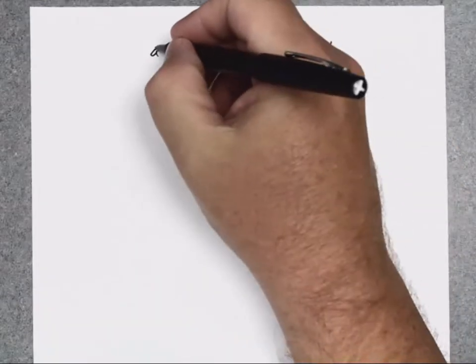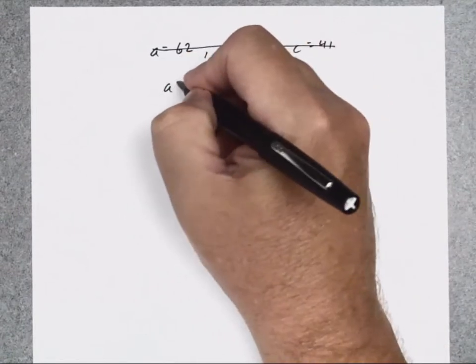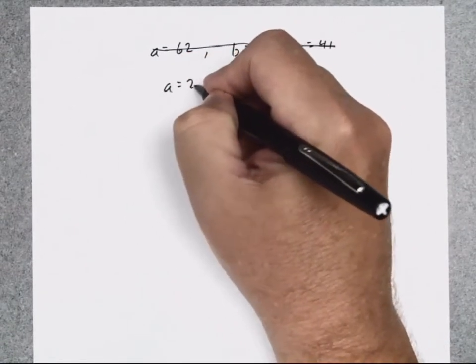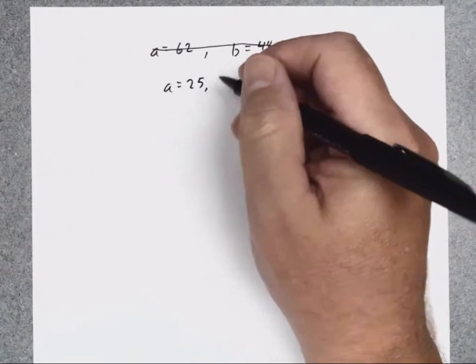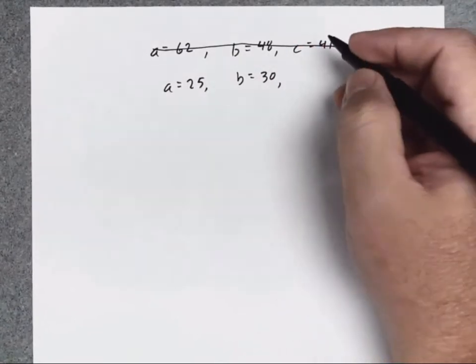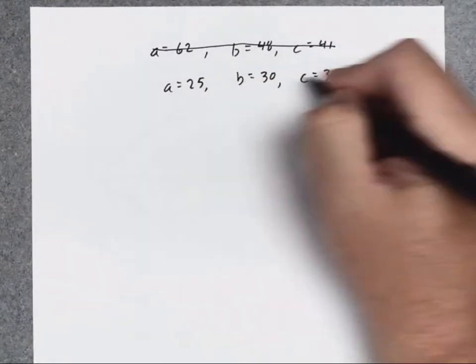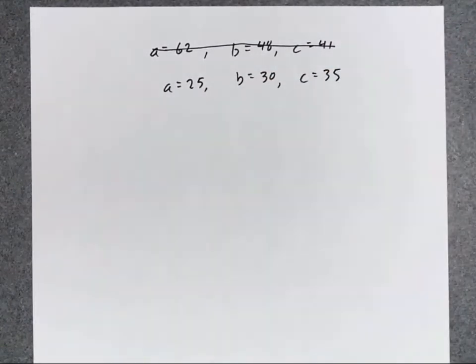Actually, let me do a separate problem. I'm sorry. Let's say A is 25, B is 30. For these, I have the answer. So as I'm working this, I can make sure I don't make a mistake and mislead you.